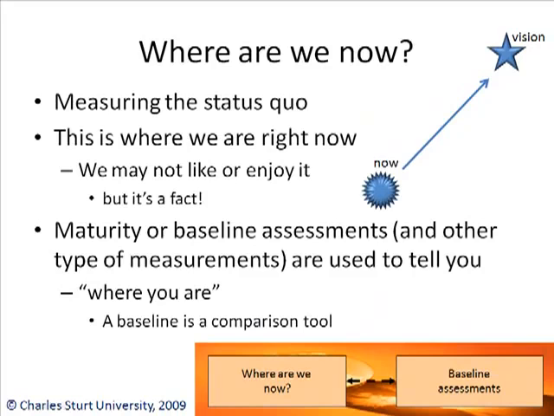So step number two, where are we now? We've just set our vision in the previous step, so the next question is, where are we right now? What is the status quo? Currently, how mature are we? Do we have the right processes in place? Or do we have a long way to go before we reach our destination and our vision? This is where we are right now. We may not like it, we may not enjoy it, but it's a fact.